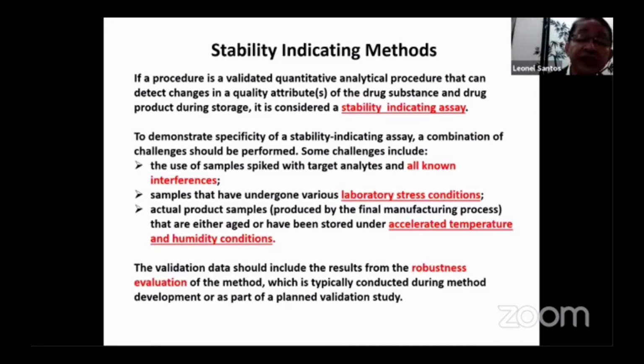So the validation data should indicate robustness evaluation. As I have mentioned, robustness is something that is done mainly at the method development stage. Nowadays, it has been mentioned in the USP General Chapter 1225, which is the validation. Also, when you're submitting your dossier to the FDA or USP, robustness data is now required.